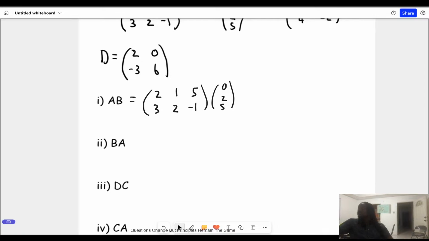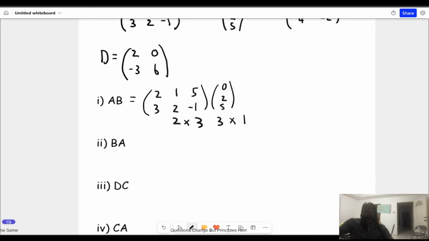So let's go here now, people. What's the first thing we're supposed to do? Check the orders. What's the order of A? A has 2 rows and 3 columns, so 2 by 3. What's the order of B? Again, remember the first number represents the rows. So how many rows? 1, 2, 3. 3 rows by how many columns? 1. That's just one solitary column.